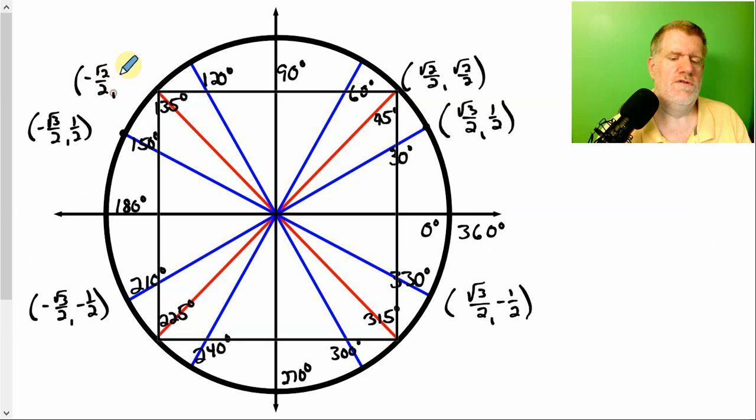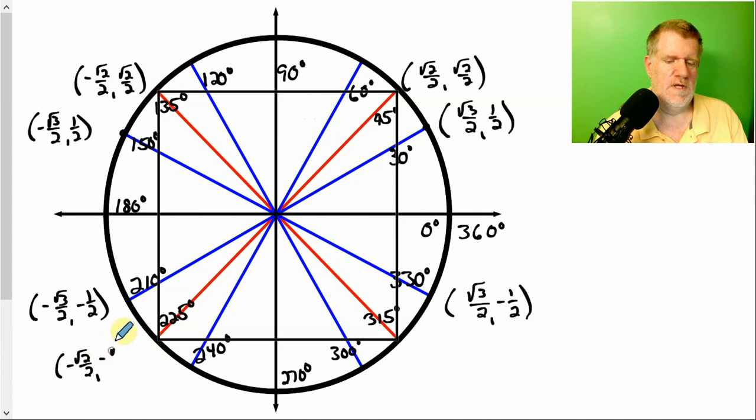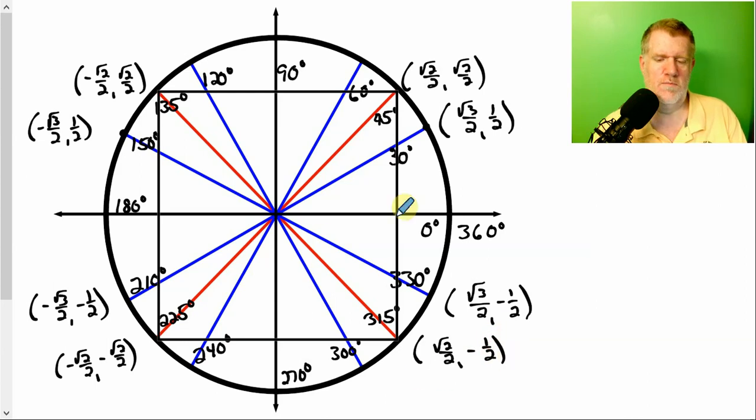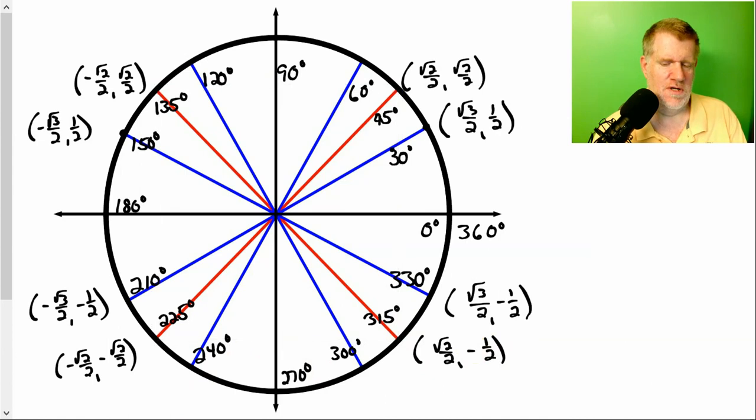Negative root 2 over 2, positive root 2 over 2. Remember, the x is negative, the y is positive. What about dropping it straight down? Third quadrant, they're both negative. And bring it on over here. So the x is positive and the y is negative. Positive, negative. What do you think? It is all perfectly symmetrical.